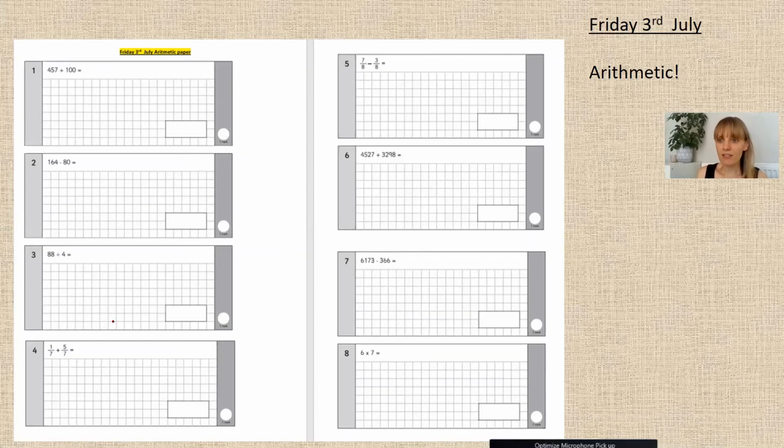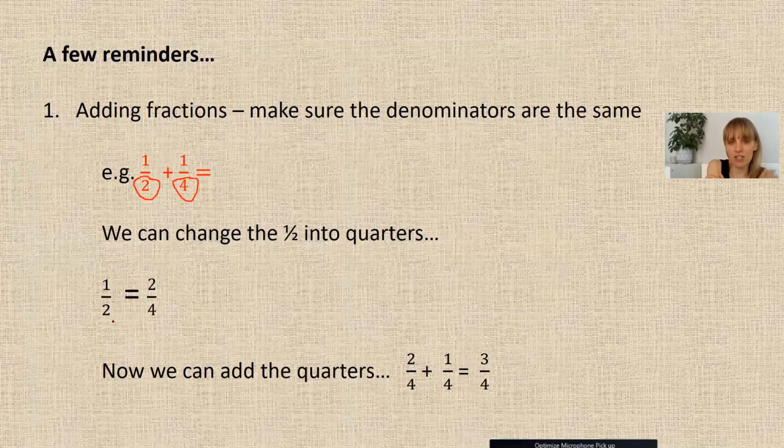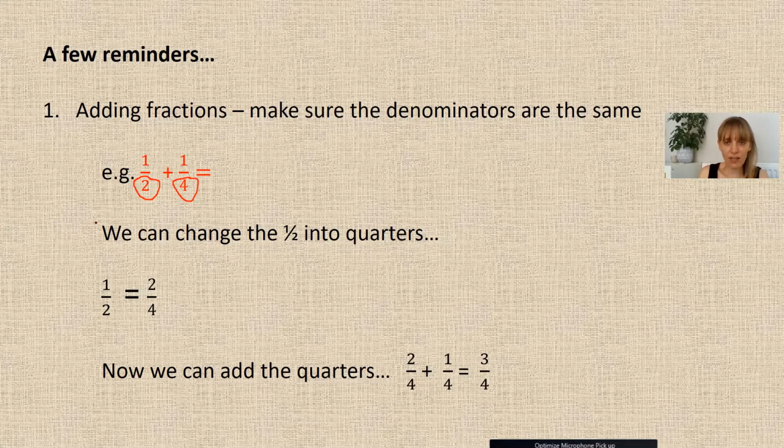There's a couple of reminders though I've got for you. Now, adding fractions, make sure the denominators are the same. So for example, here where we've got 1/2 and 1/4, the denominators are the number at the bottom of the fraction, aren't they? I always say, remember that the denominator down, the one underneath.